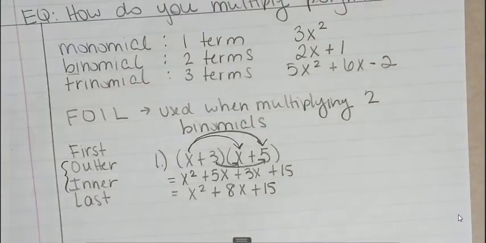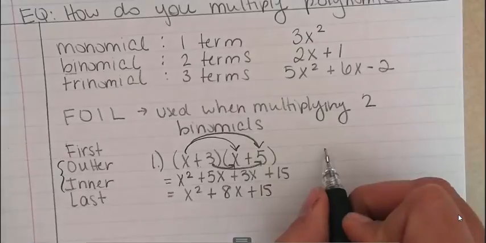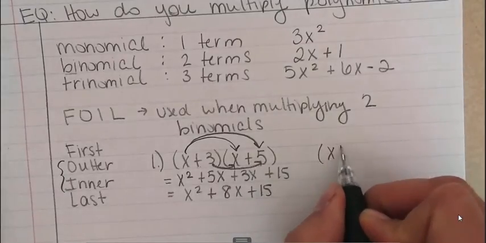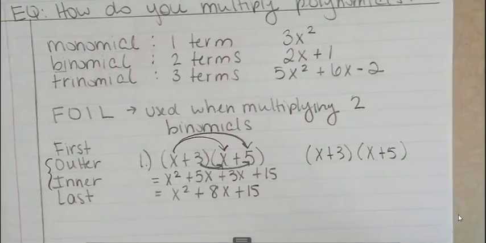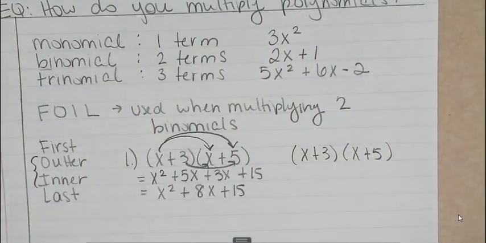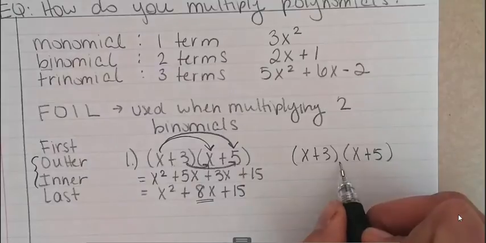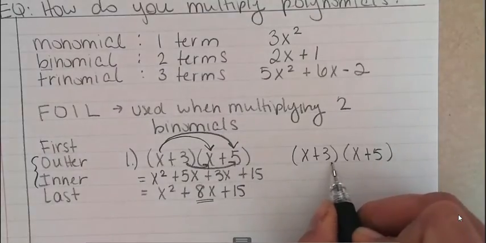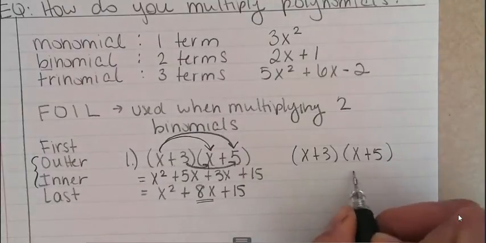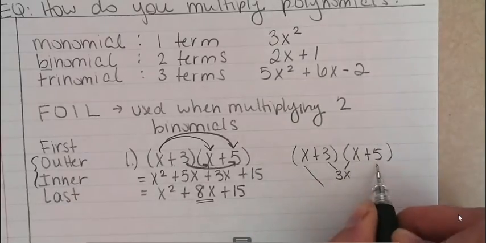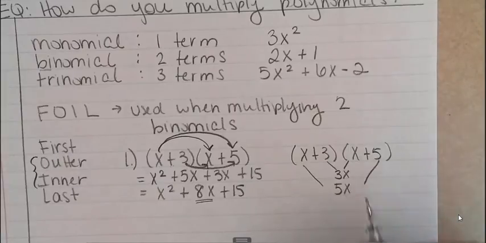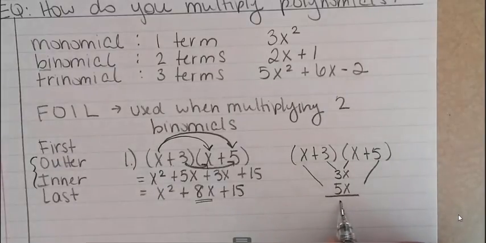Okay, so why am I making a big deal about this? Here's why. I want you to look at this one more time: x plus 3 and x plus 5. It's important to understand where this number comes from. This number comes from taking the outers and the inners. So here, my inners are 3x and my outers are 5x, and together they give me 8x.